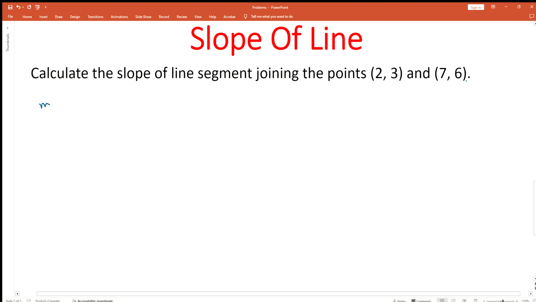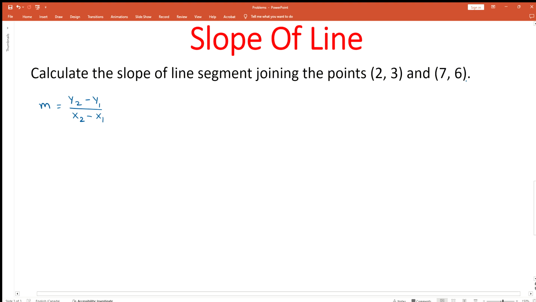The slope formula is m equals y2 minus y1 over x2 minus x1. In this formula, x1, x2, y1 and y2 are the coordinates of 2 points on the line segment. We are given the points (2, 3) and (7, 6).